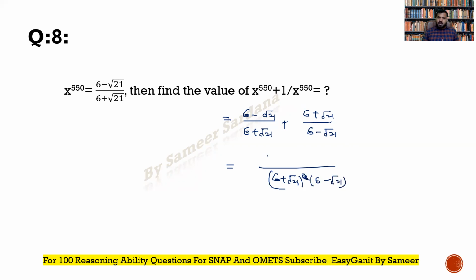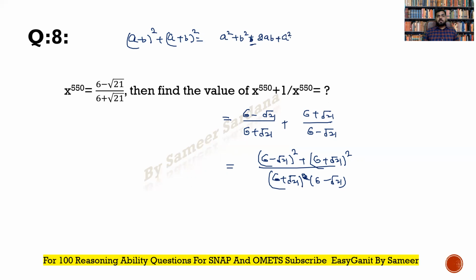And here I'll be having (6 minus root 21) whole square plus (6 plus root 21) whole square, right? Now you should know that (A minus B) whole square plus (A plus B) whole square will be equal to A square plus B square plus 2AB plus A square minus 2AB plus B square. The 2AB terms get cancelled and finally the answer would be 2 times of (A square plus B square), right?